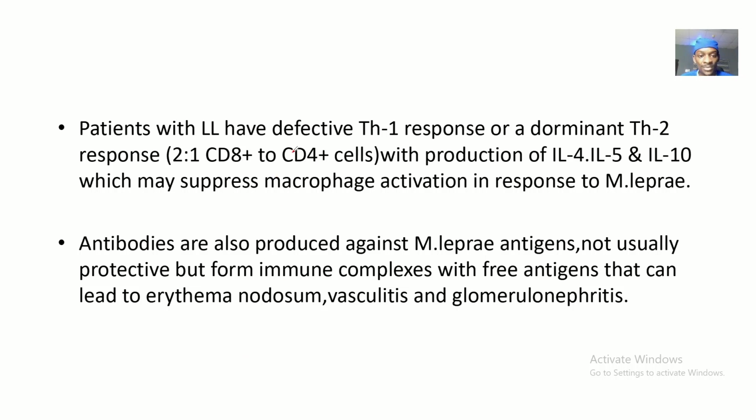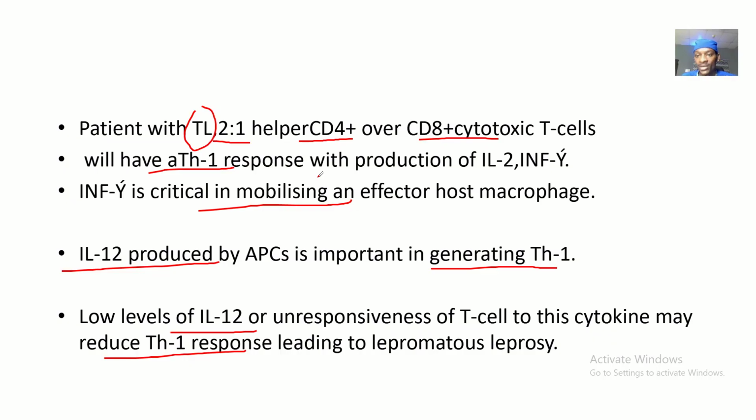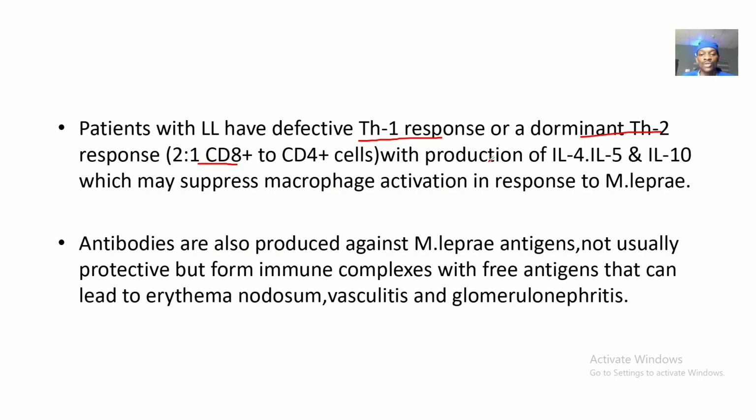In lepromatous leprosy, the patient has a defective type 1 hypersensitivity response or a dominant type 2 hypersensitivity response. That means the CD8 cells are more than the CD4 cells, whereas in tuberculoid leprosy the CD4 cells were more than the CD8 cells. This leads to the production of interleukin 4, interleukin 5, and interleukin 10, and these may suppress macrophage activation in response to Mycobacterium leprae.